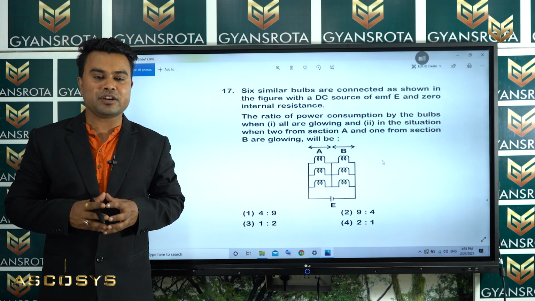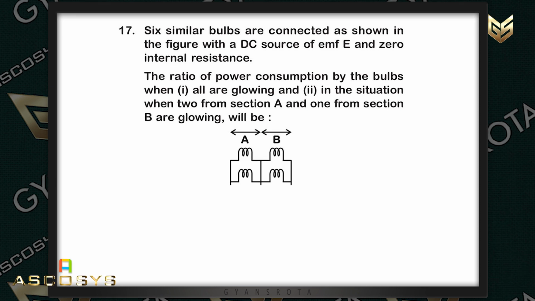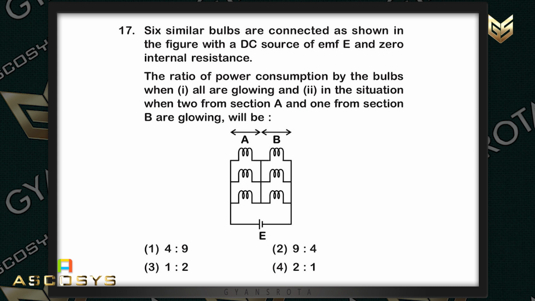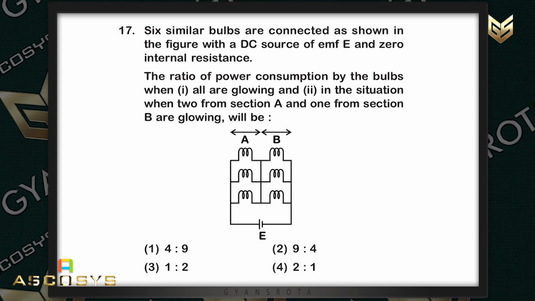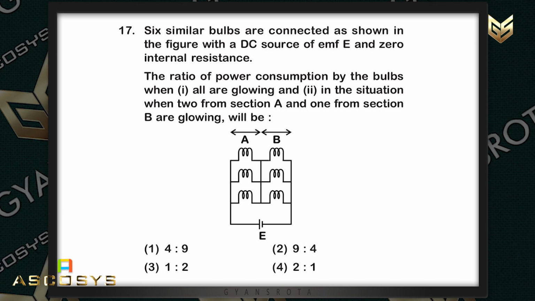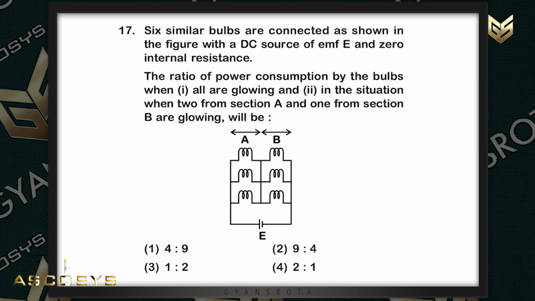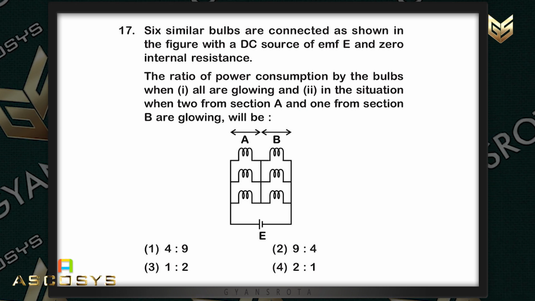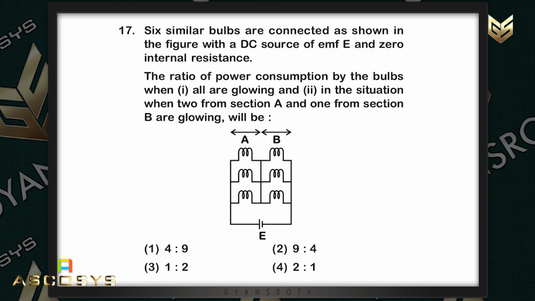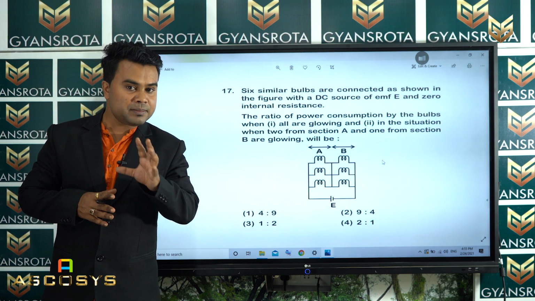If you look at the screen, you have question number 17, which says 6 similar bulbs are connected as shown in the figure with a DC source of EMF E and 0 internal resistance. The ratio of power consumed by the bulb when all are glowing, and number 2, in the situation where 2 from section A and 1 from section B are glowing. We need to calculate in the question that all the similar bulbs are connected.